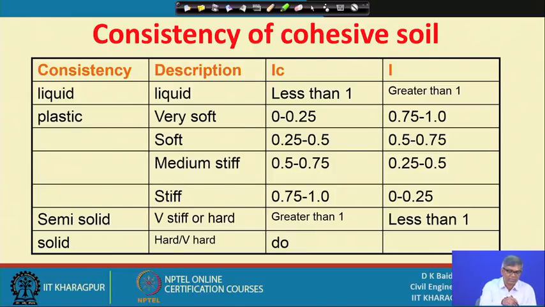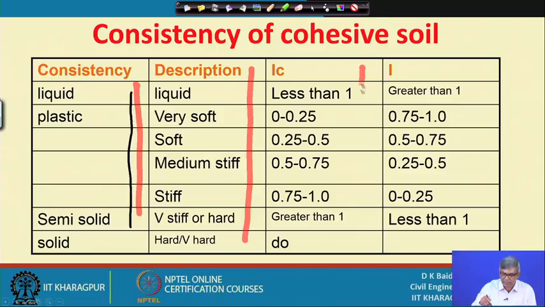If these are the consistencies and this is the description of the material, then what is the expected value of IC? What is the IC value if it is this, and what is the corresponding soil?